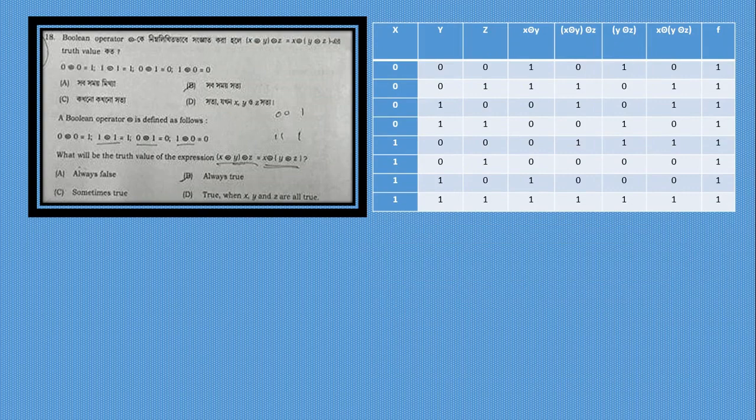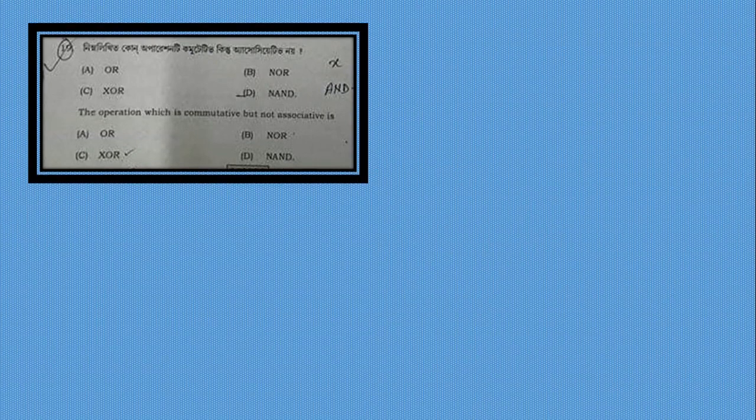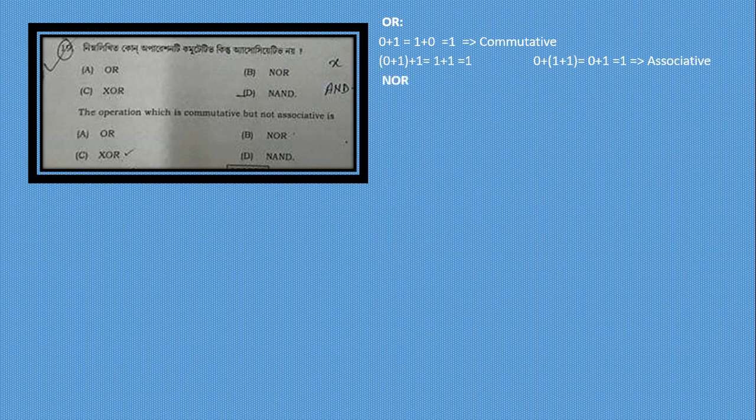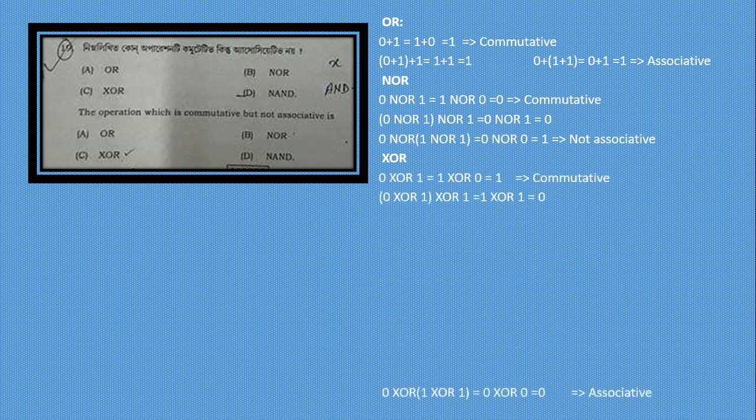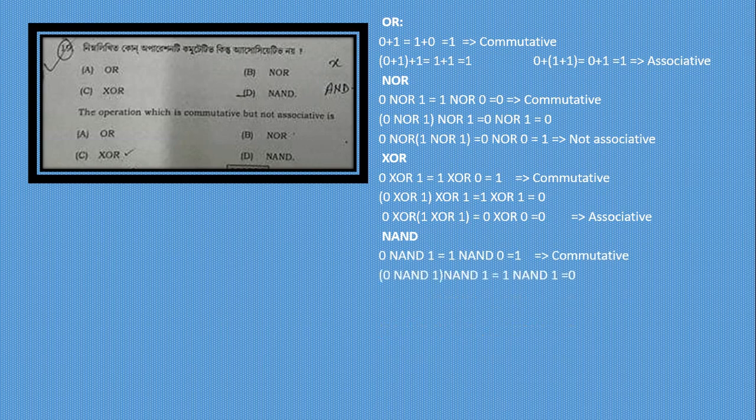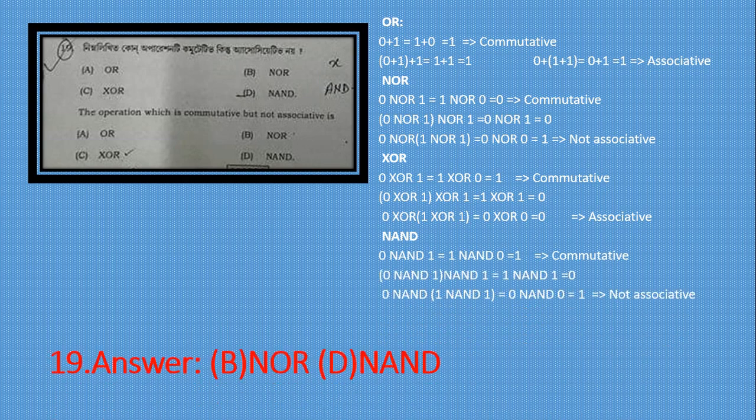We see that all the values of F are 1. So always true, option B. The operation which is commutative but not associative is, so we see that the other alternatives are not correct. Two answers, NOR and NAND, are commutative but not associative.